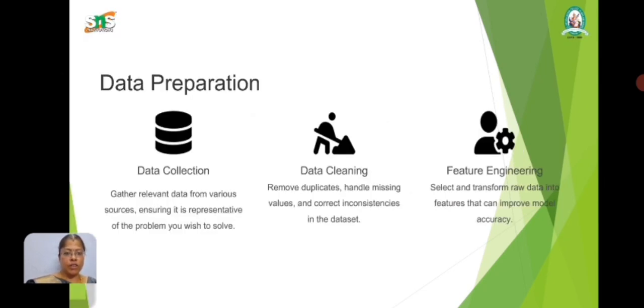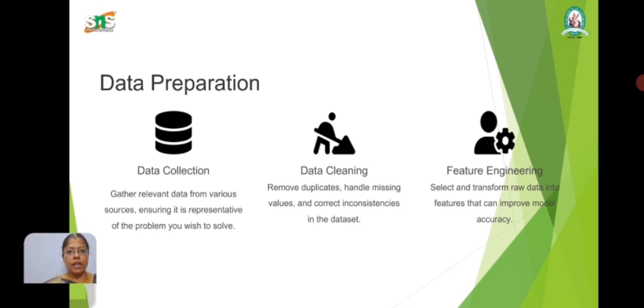First, data collection. If you want to train a model, first we need to collect the data which is relevant to the training of a model from various sources, ensuring it is representative of the problem you wish to solve. For example, if I'm going to create a model and train it to perform the task of finding the BMI, I need to insert the data which is relevant to calculate the BMI.